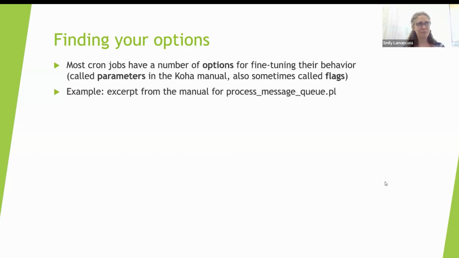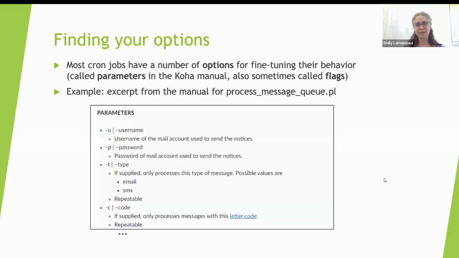So for example, here is an excerpt from the manual section for the process message queue cron job that sends out those Koha notices. As you can see, it has a bunch of parameters available. There's actually more than would fit on my slide, but these are the first like 6 that it has available.